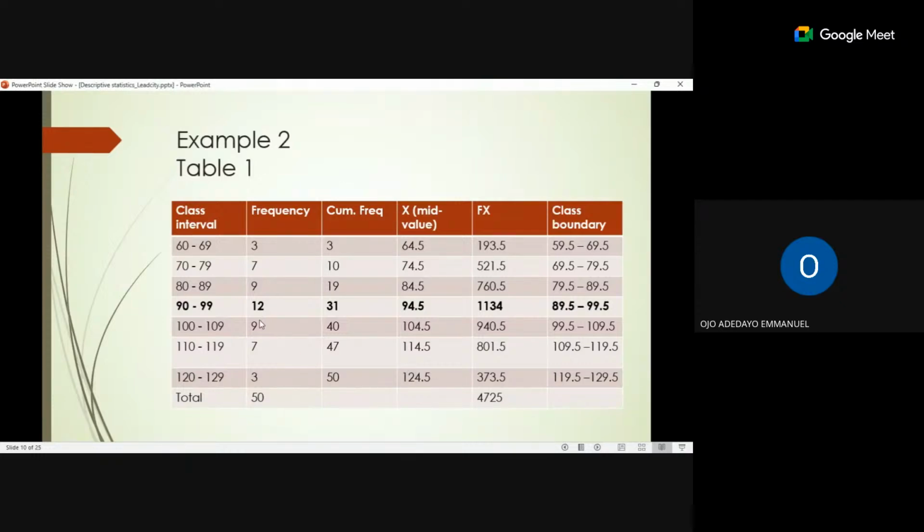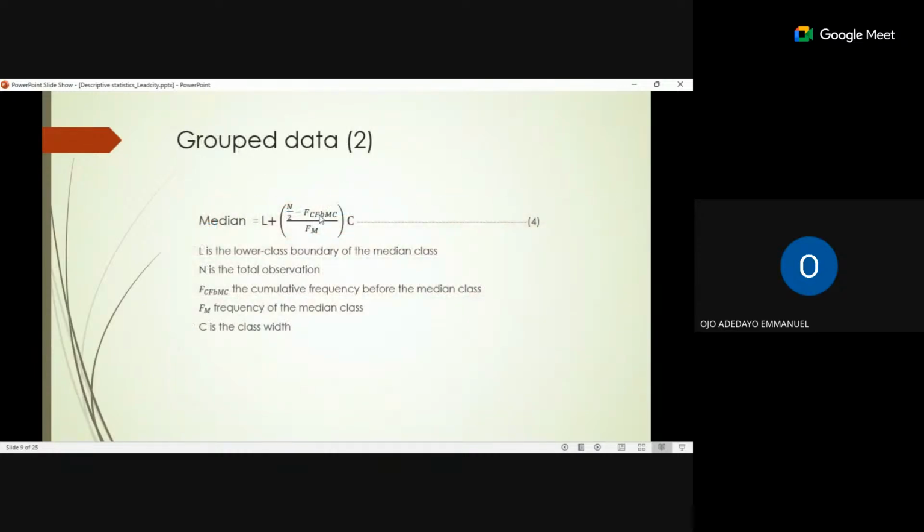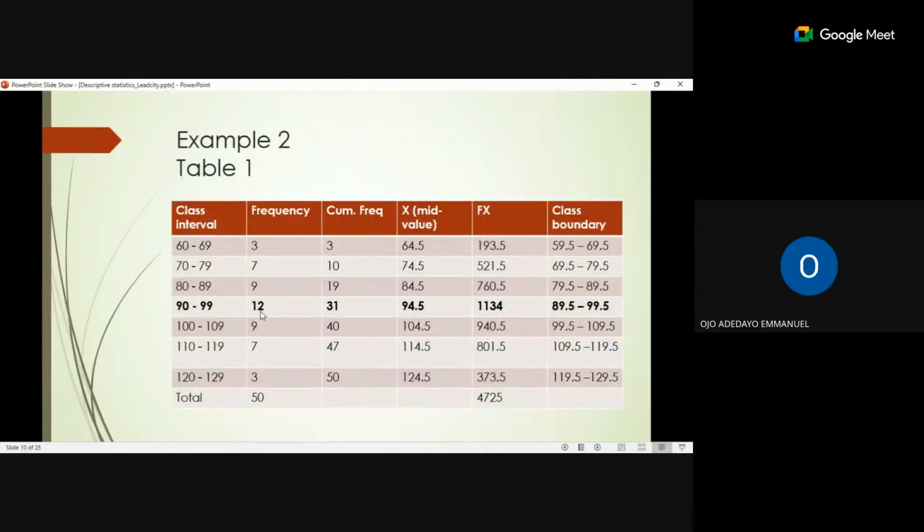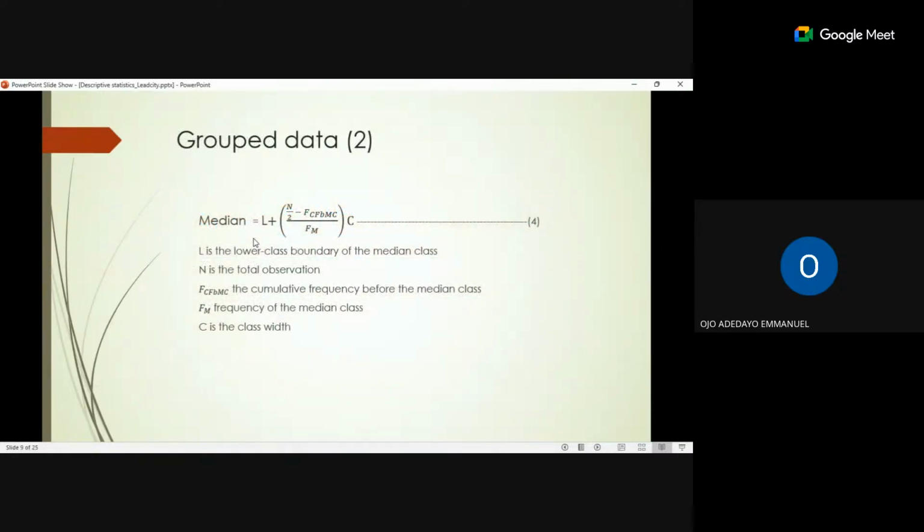So if you look at this, once you locate the frequency of the median class, all other frequency that you have before you get to the frequency of the median class, add them together. 3 plus 7 plus 9. That is what they mean by this cumulative frequency before the median class. Let me take it again. Once you locate the frequency of the median class, all other frequency that you have before the median class, add them together. That will give you the cumulative frequency before the median class.